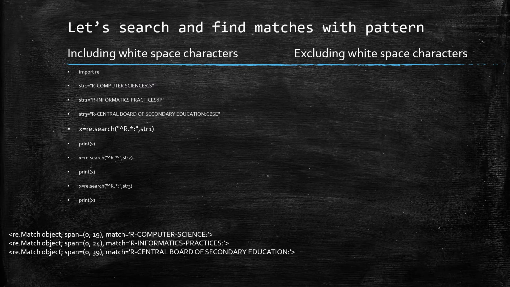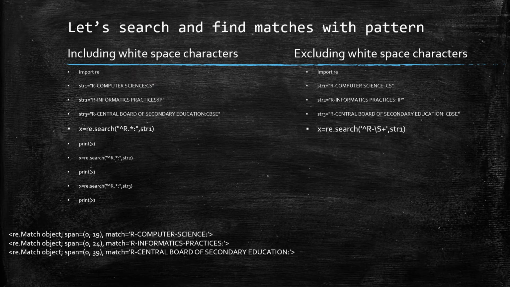Now let us see the second program, which is excluding the white space character. So again import re, same strings str1, str2 and str3. Now let us see what is the change in my search pattern. In my search pattern now, I am starting again with the caret sign R, that's perfectly fine. Then I am saying dash, that R should also have a dash following it. Then I am saying backslash capital S.